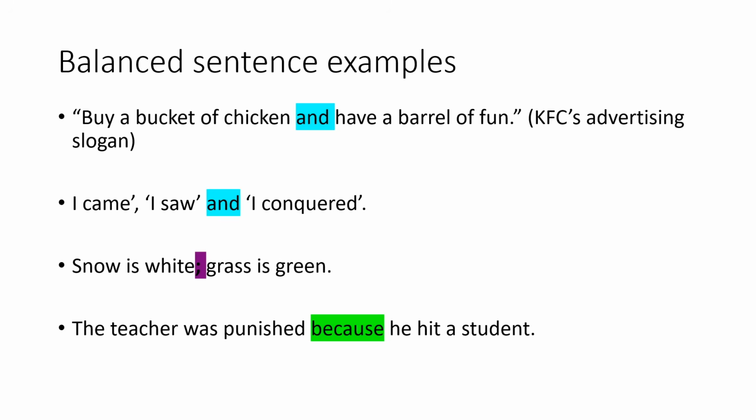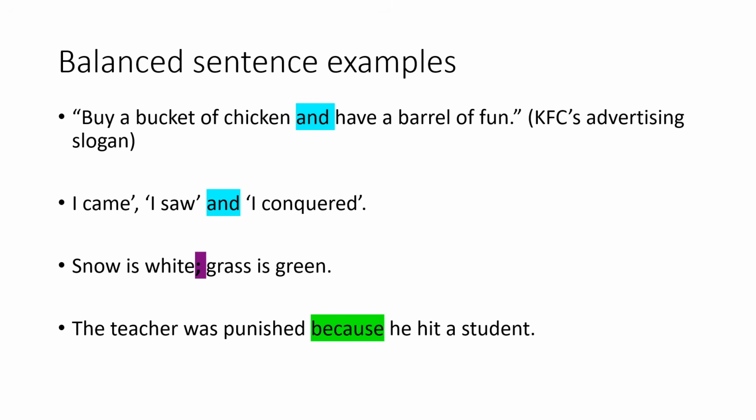The snow is white; the grass is green. Now this example is separated by a semicolon. The snow is white is as equally as important as the grass is green. This sentence mirrors one another perfectly. Now let's look at the last example.